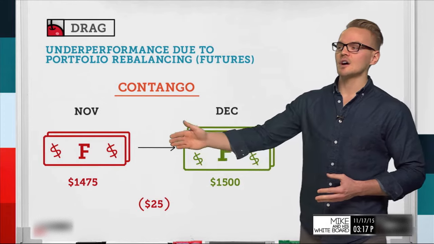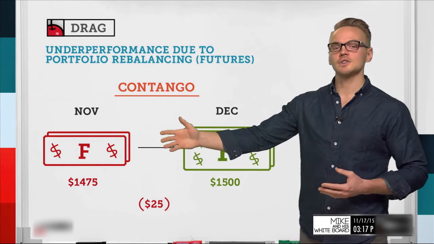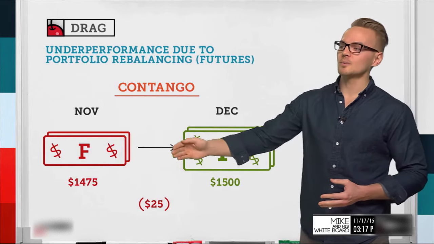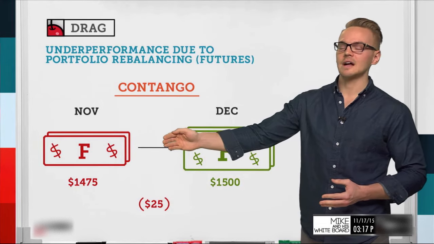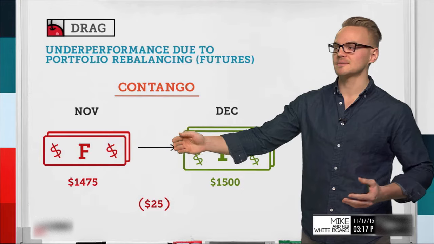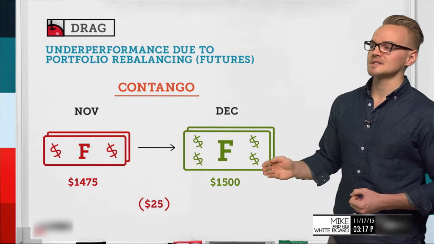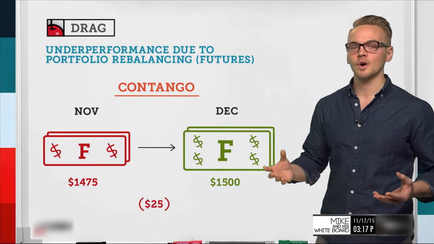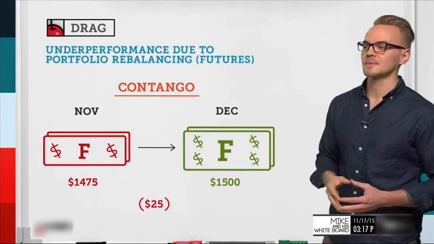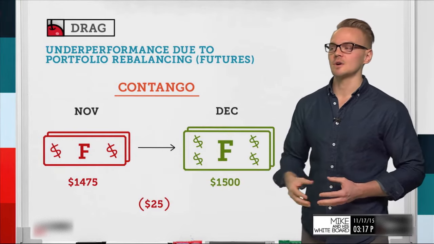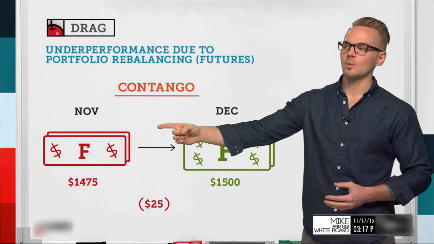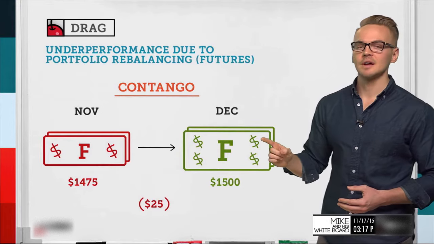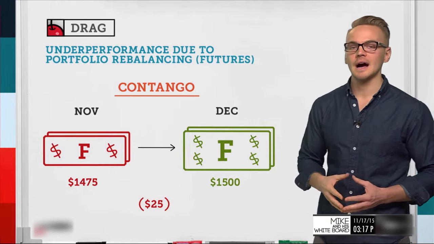If I have 100 contracts of the November futures, and it's only worth $147,500, and I need to purchase these Decembers that are trading for $15.00, or if I multiply that by 100, it's going to be $150,000, there's going to be a deficit here. I'm not going to be able to roll 100 contracts in November into 100 contracts in December because December is trading for a higher price.